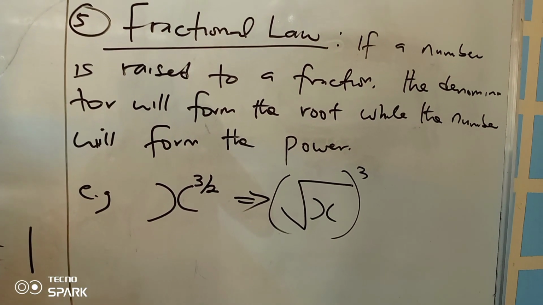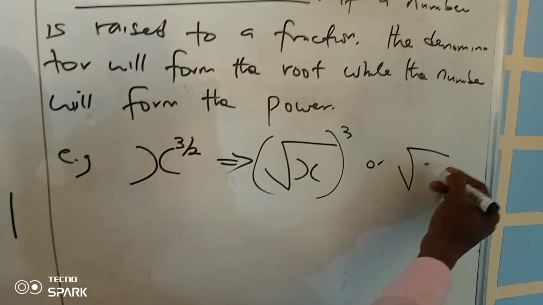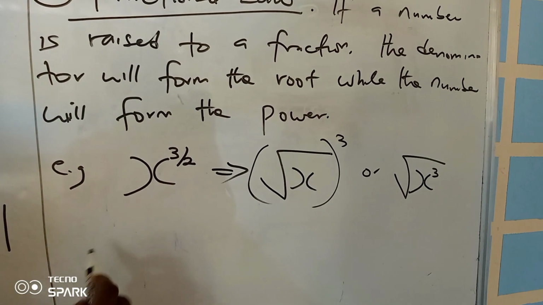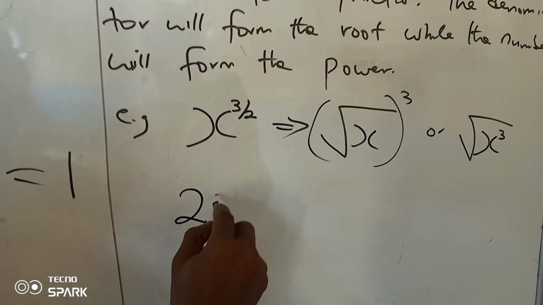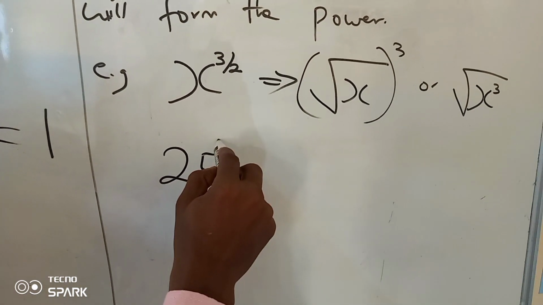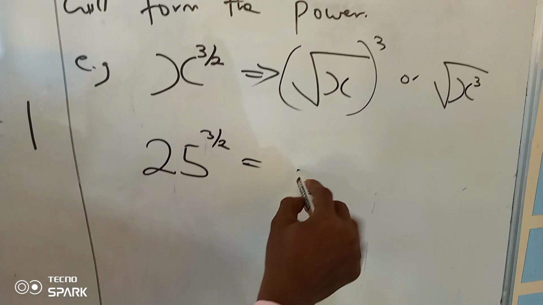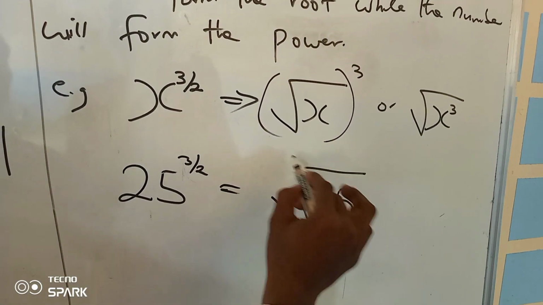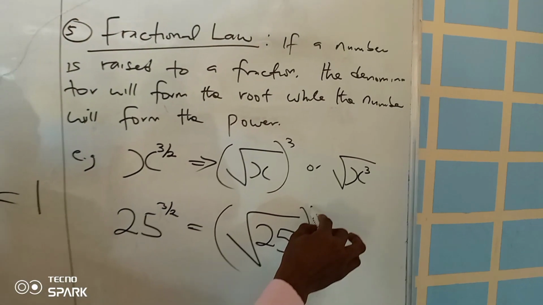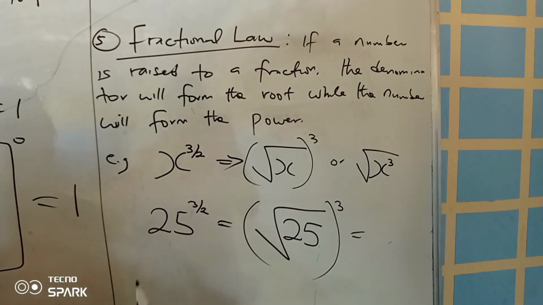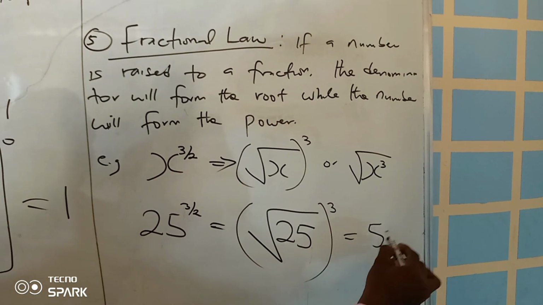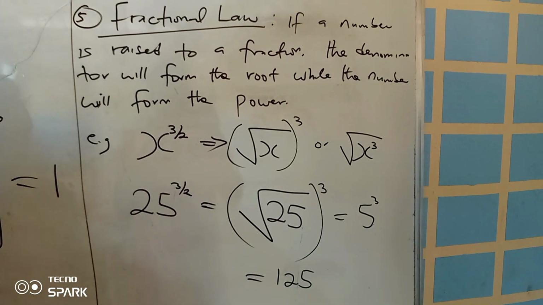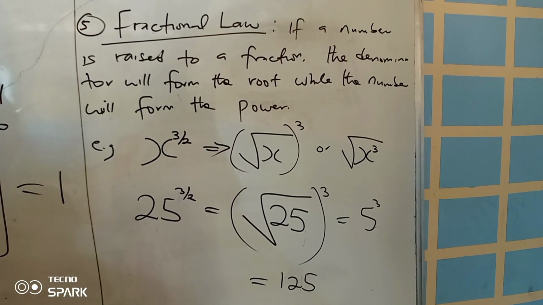Okay? Still the same thing. All right. If you have 25, for instance, raised to the power 3 over 2, this should give us the square root of 25, to the power what? 3. Now the square root of 25 is actually 5. Then 5 to the power 3 will give us 125. 5 times 5 is 25, 25 times 5 is 125.